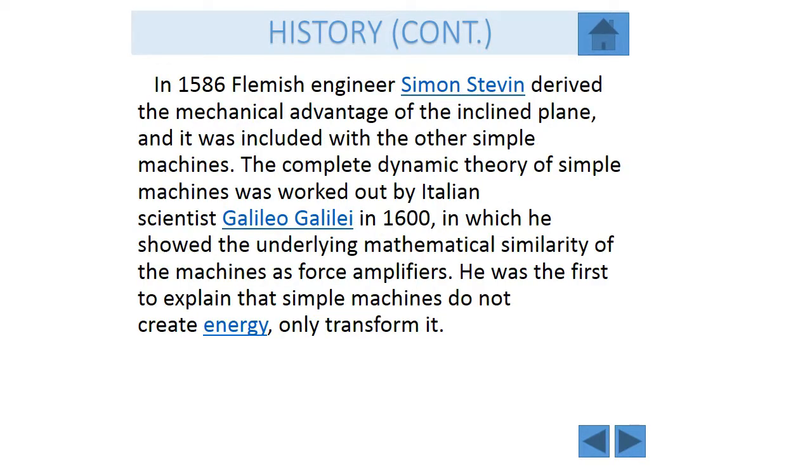Continuation. In 1586, the Flemish engineer Simon Stevin derived the mechanical advantage of the inclined plane, and it was included with the other simple machines. The complete dynamic theory of simple machines was worked out by the Italian scientist Galileo Galilei in 1600, in which he showed the underlying mathematical similarity of the machines as force amplifiers. He was the first to explain that simple machines do not create energy but only transform it.